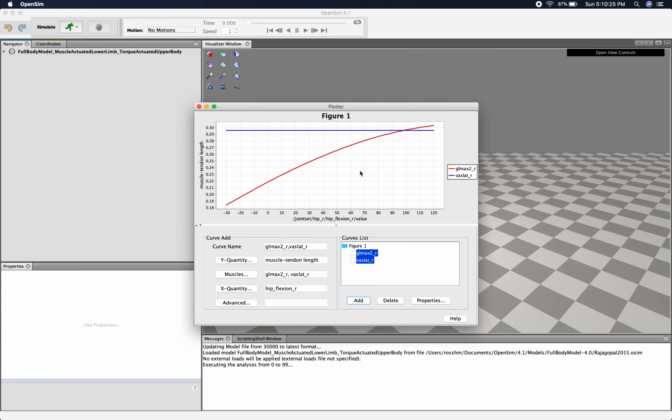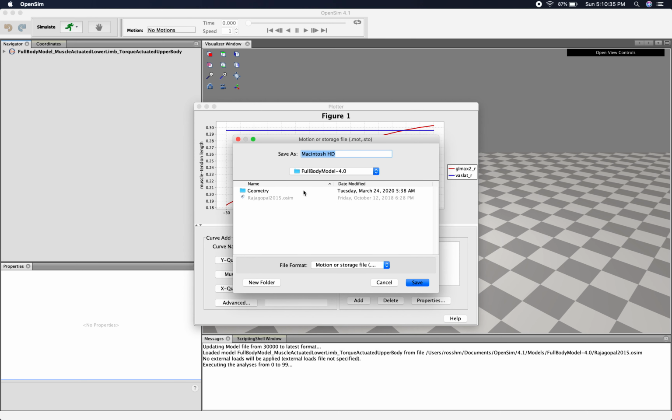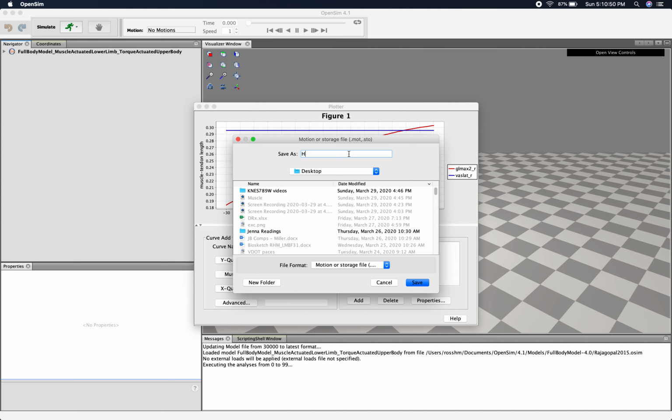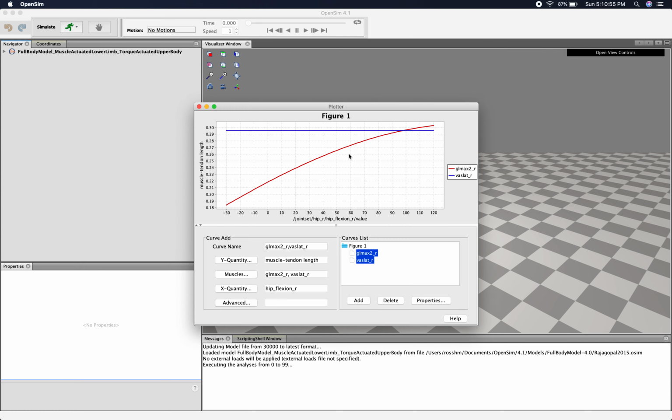Let's get these data out of here so that we can use them to build some expressions in our own model. If I right-click here and go to export, I can export the data shown in this graph. I'm just going to put this on my desktop here, and let's call it hip muscle lengths.sto.